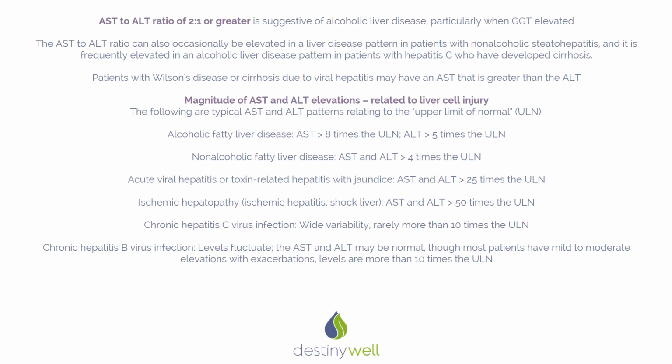Sometimes it's of value to calculate the ratio of AST to ALT. With most liver injuries, ALT goes up more than AST. But if the AST to ALT ratio is greater than or equal to 2 to 1, that suggests that the problem might be from alcohol-related liver disease. That's especially true if the GGT, or gamma-glutamyl transferase, is also elevated. GGT goes up with a number of toxic exposures, including alcohol.